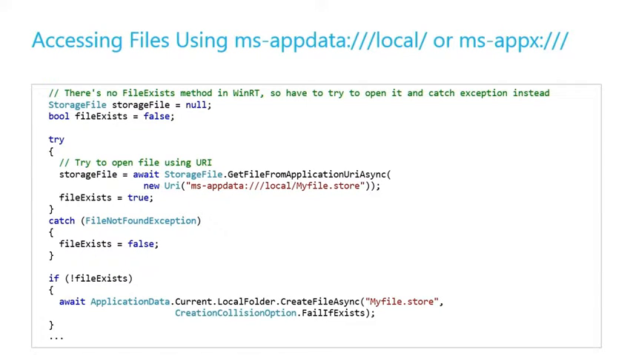But of course, there's also the URI way of doing things with ms-appdata:///local. Yeah, lots of that fun stuff. That local is important, actually. If you're going for the local folder, it's always got to be ms-appdata:///local. Why? Well, I don't know. It just is.